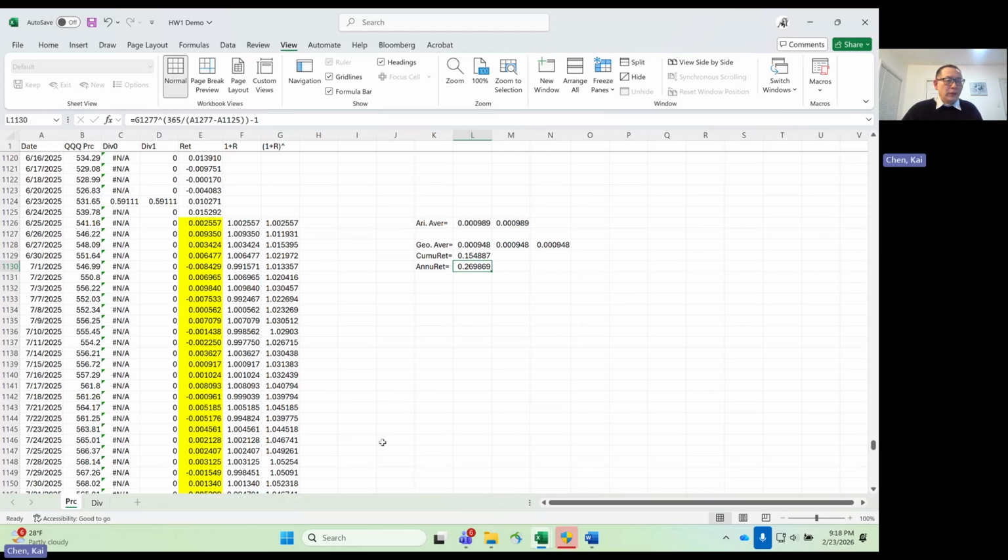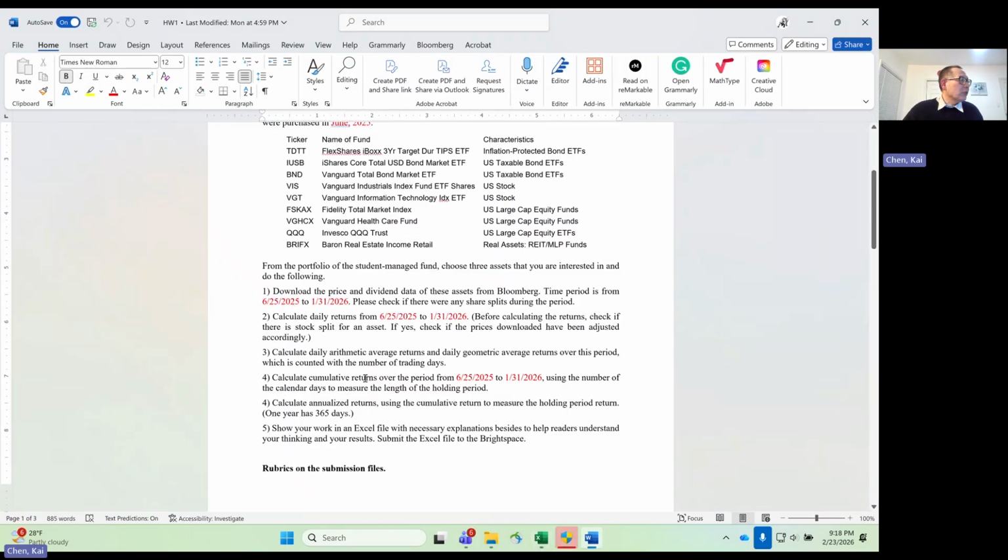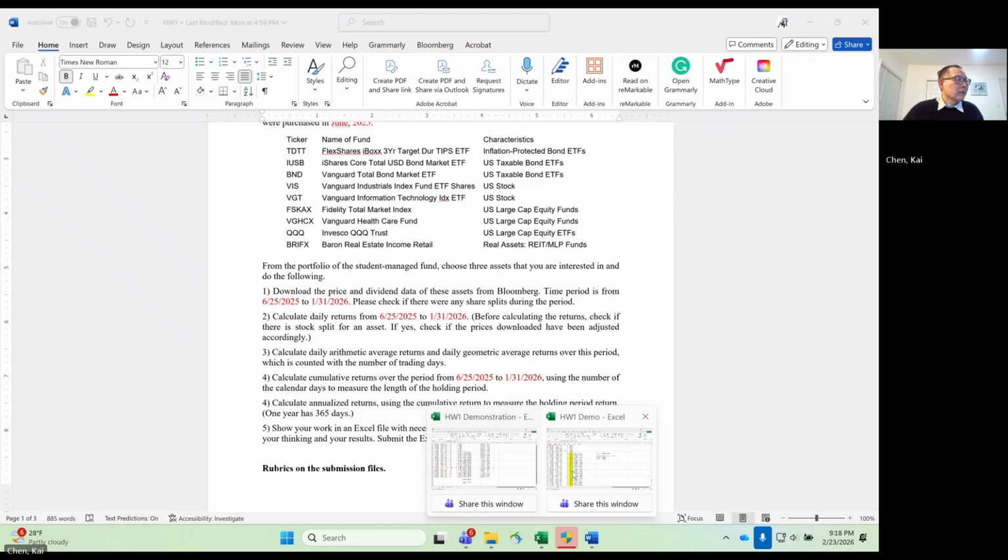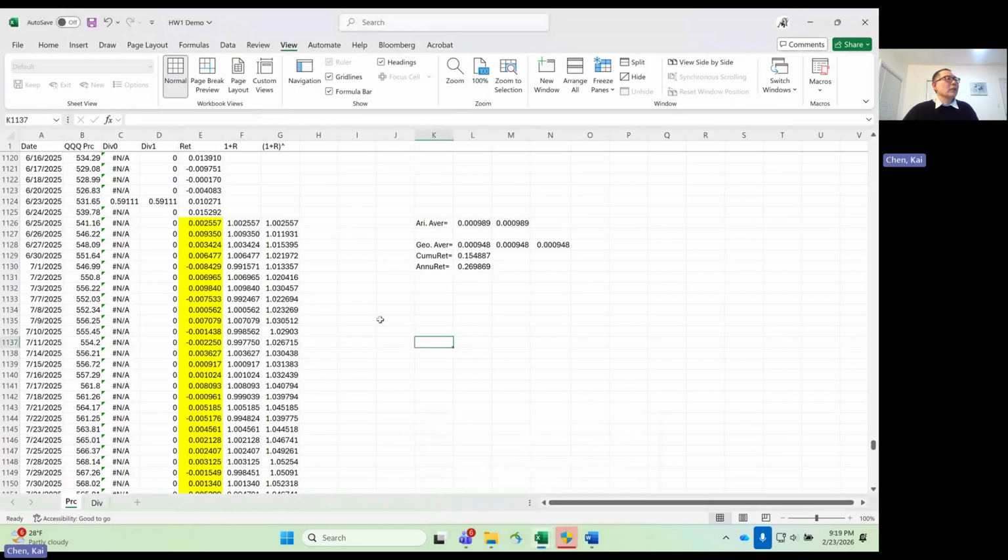Okay, now let's look at what else we should do. Calculate the cumulative return and then the annualized return. I think I have done what is required. So that is the demonstration of homework 1.